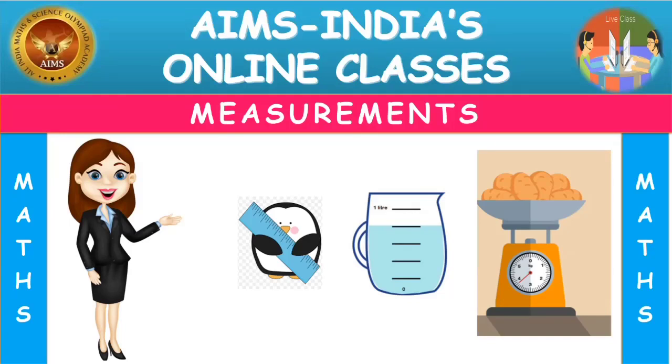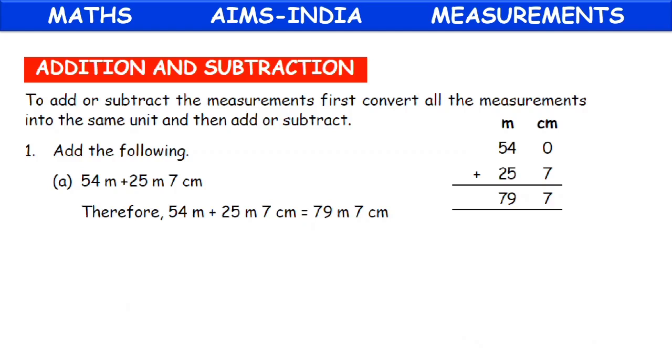So in the previous classes we have learned about all the different units of measurement, and also we've looked at how to convert the lower units of measurement into higher units and then how to convert the higher units of measurement into lower units of measurement. Yes, so in today's class let us look at the addition and subtraction. How to add and subtract the different measurements.